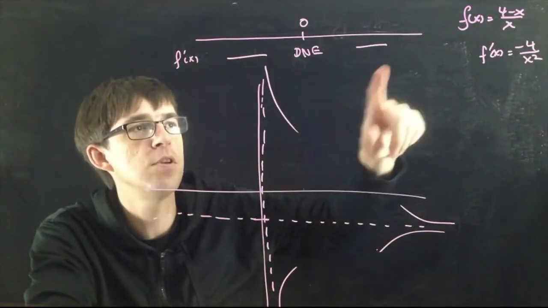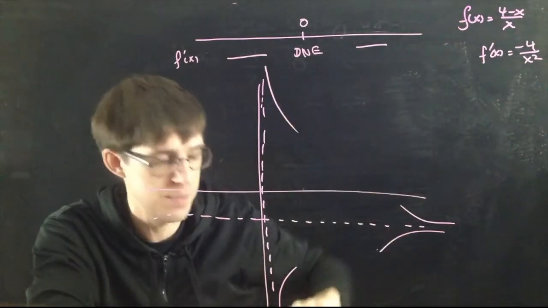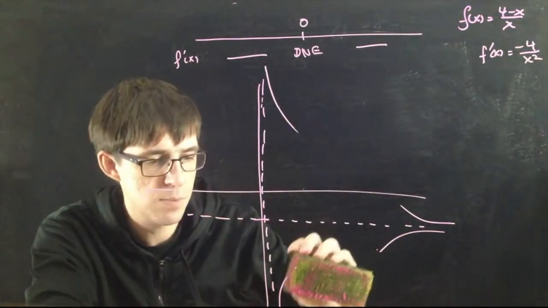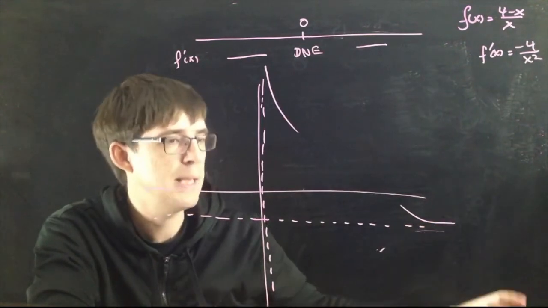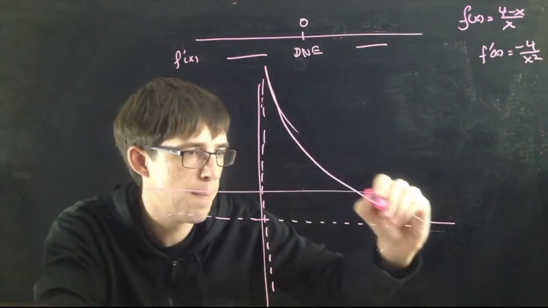Well, to the right of 0, this function is supposed to be decreasing, and so it must be this one and not this one. So I'm going to erase this one. It is not that one. It is this one here. So the graph does that.